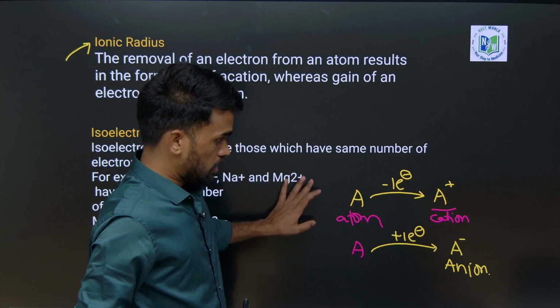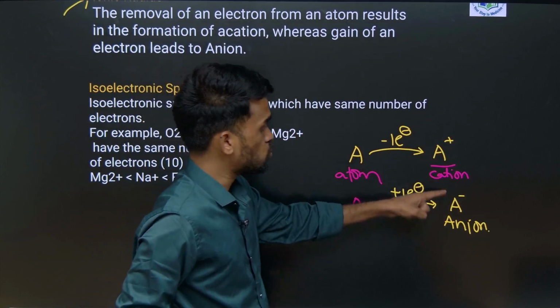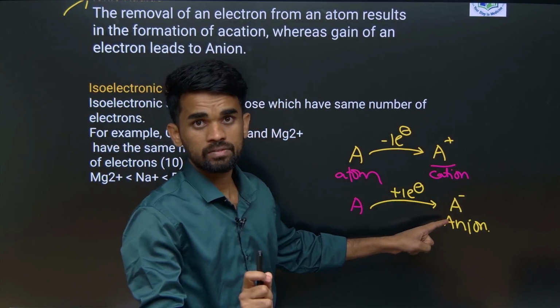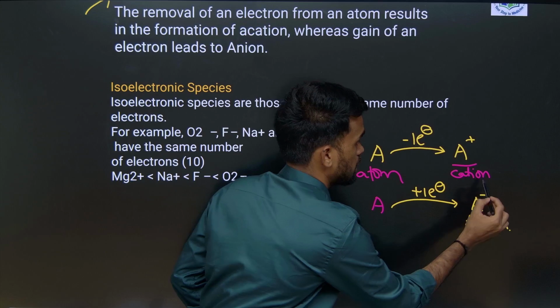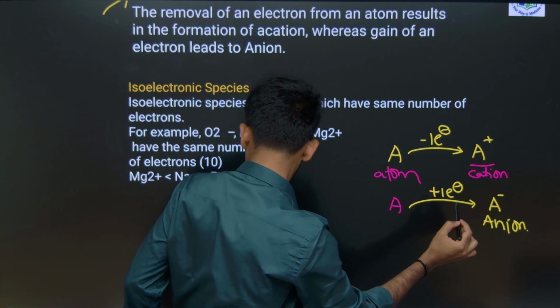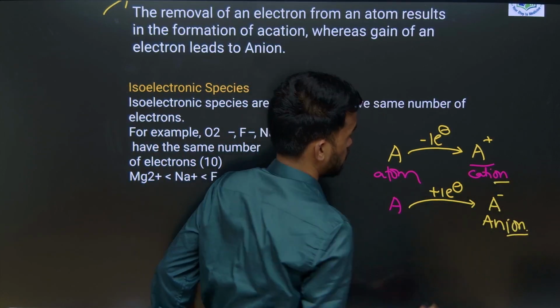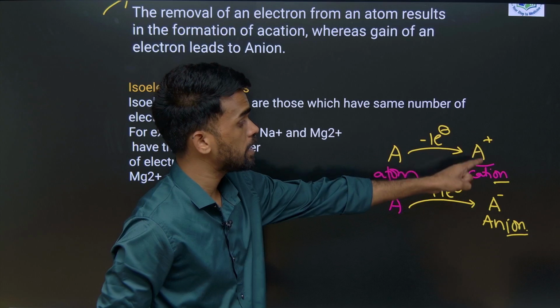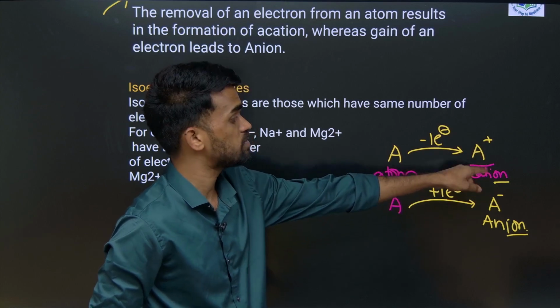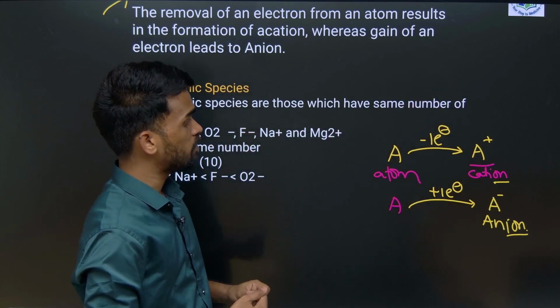Okay. Now these two are considered as ions, cation and anion. Ions we can say. Here it is cation and anion, and this is atom. Okay, so we are discussing the ionic radius, the radius of these ions we are talking about.